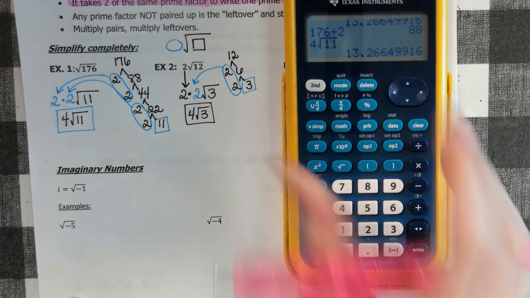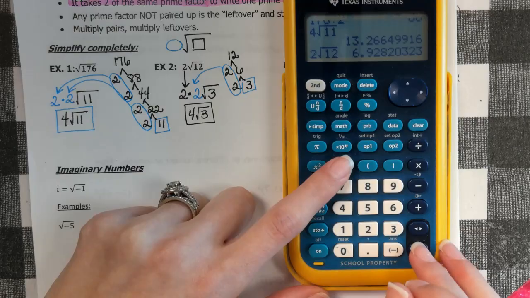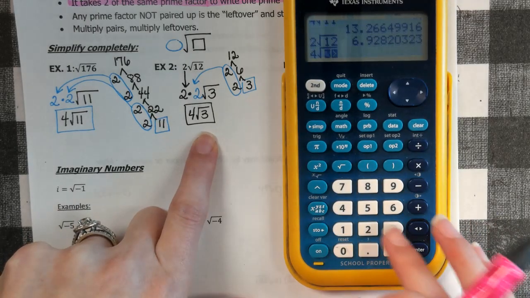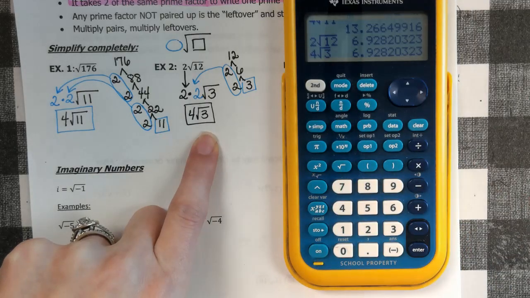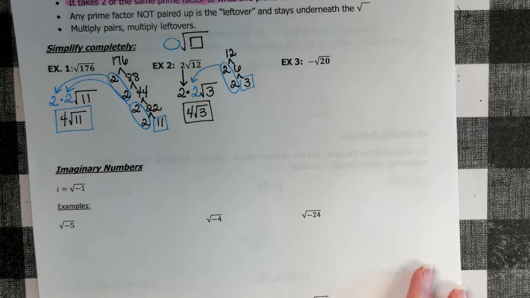Okay, and then if I wanted to, I could type 2 square root of 12. I get 6.93 rounded. And then I've got 4 square root of 3, which gives me the exact same value. So I'm good. All right, questions on this? Make sure you're boxing and highlighting your answers so I can sift through your work easier.